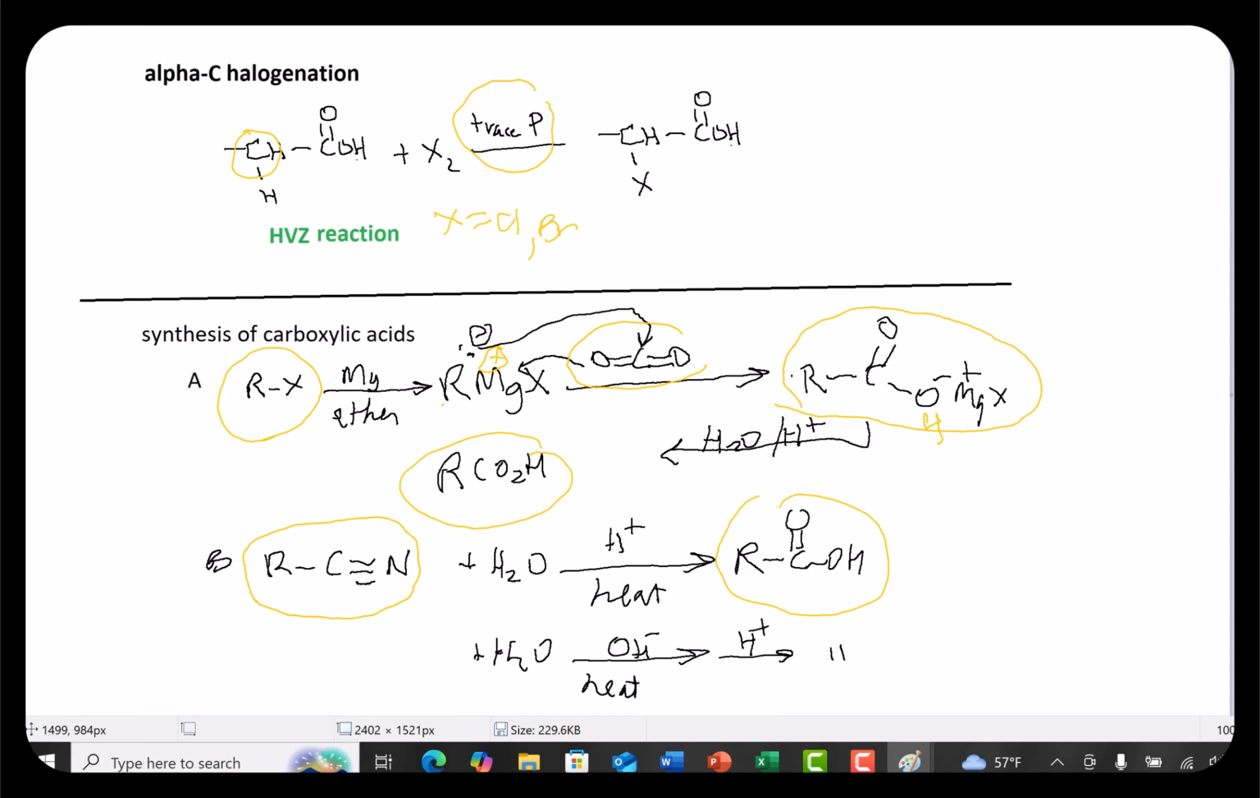If you treat the nitrile with water under basic conditions, under base, it'll be the carboxylate that forms right here, the conjugate base. What you want is the neutral carboxylic acid, so you do an acid workup. You acidify with acid, indicated by the H plus symbol. Those are a couple of important ways to make a carboxylic acid, starting with the organonitrile.